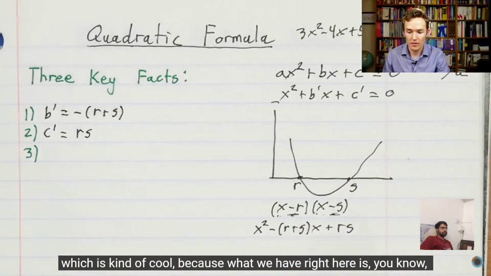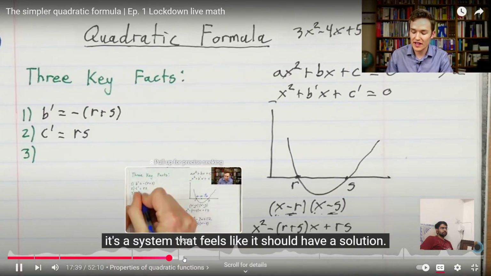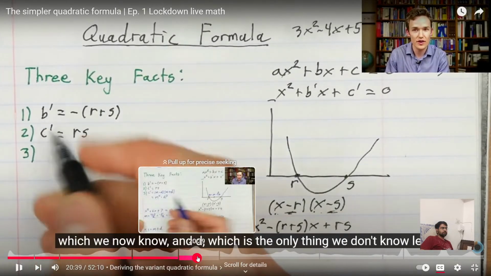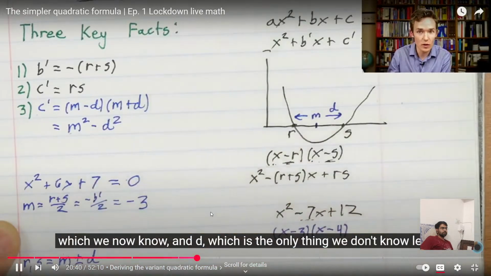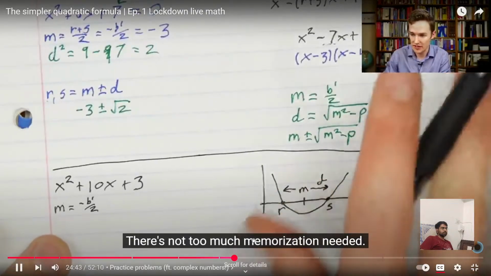which is kind of cool, because what we have right here is, you know, a system that feels like it should have a solution. We have 2 equations and 2 unknowns, which is the only thing we don't know left. You can rederive it on the fly. There's not too much memorization needed.